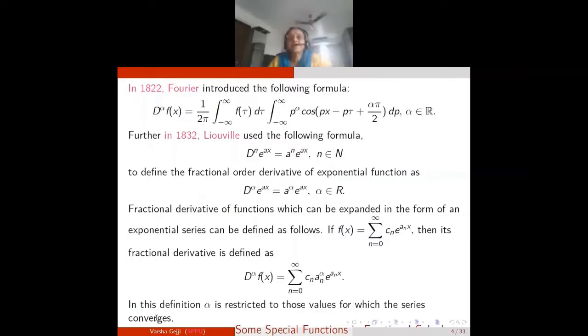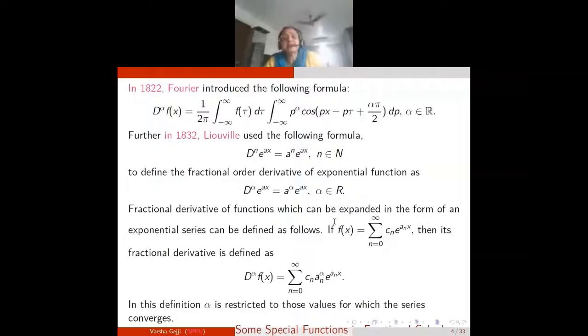Then Fourier generalized this in 1822. He introduced the alpha-th derivative, where alpha is any real number, by introducing this phase in the cosine. So when alpha is 1, it is cos of theta plus pi by 2, which is in terms of sine theta. So this is one generalization. Like that, there were generalizations of small kinds of contributions, you should say incremental development.